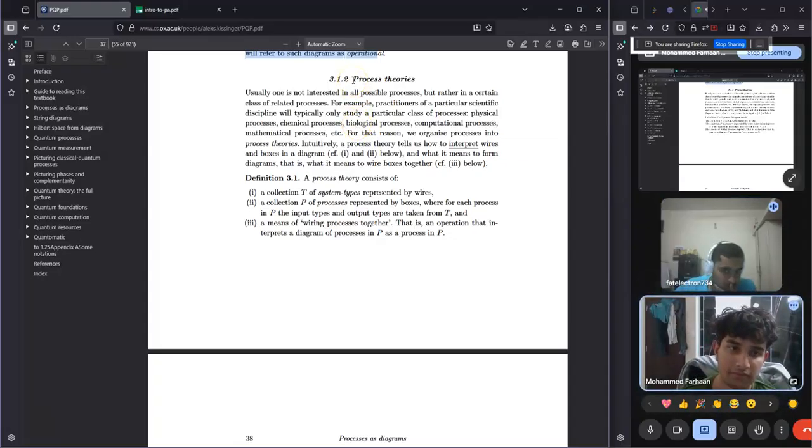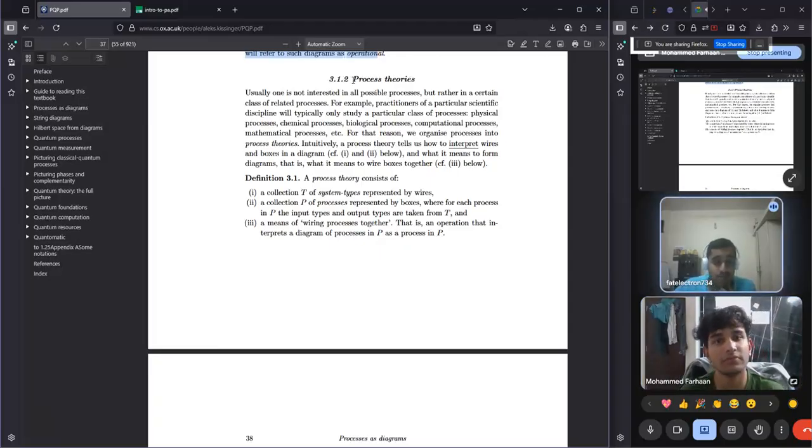Sure. So usually one is not interested in all possible processes, but rather in a certain class of related processes. For example, practitioners of a particular scientific discipline will typically only study a particular class of processes: physical processes, chemical processes, biological processes, computational processes, mathematical processes, etc. For that reason, we organize processes into process theories. Intuitively, a process theory tells us how to interpret wires and boxes in a diagram, see 1 and 2 below, and what it means to form diagrams, that is, what it means to wire boxes together.